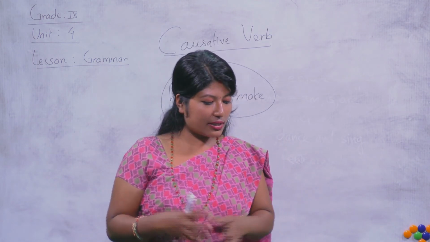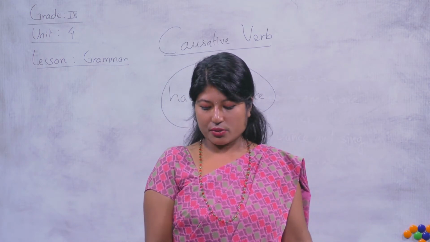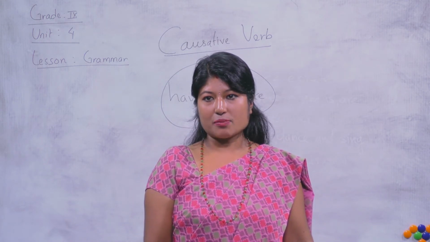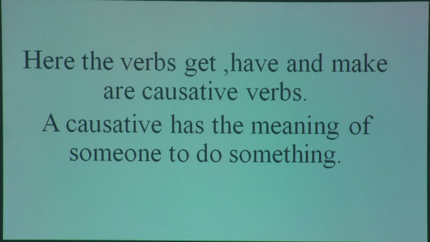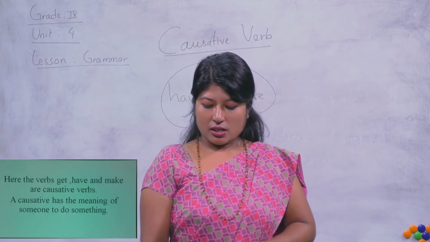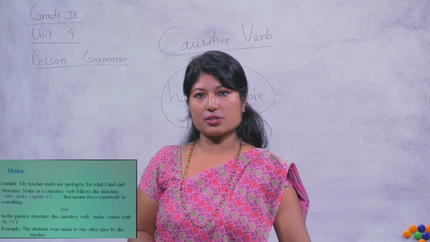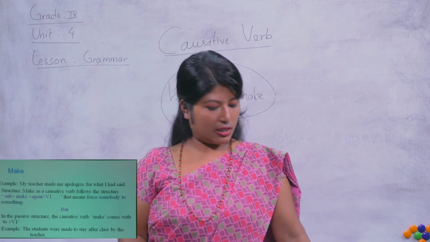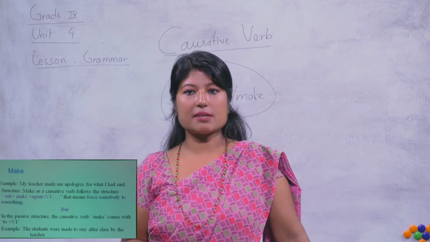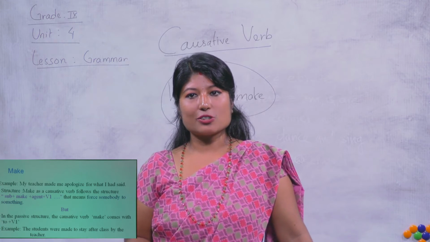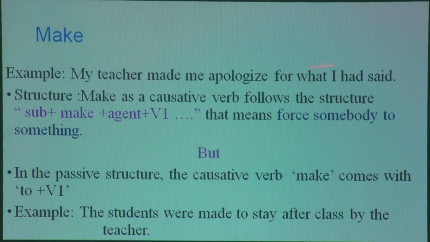Okay, so examples are given in your book as well. Look at here. Some more information: the verbs get, have and make are causative verbs because a causative verb has the meaning of someone causing something to be done. Alright, so first of all we will go through make, and then we will go through the examples given in your book.